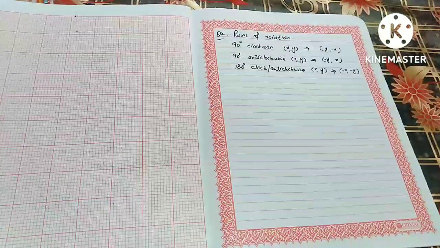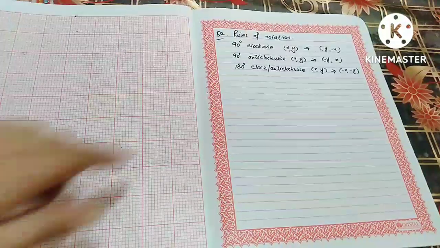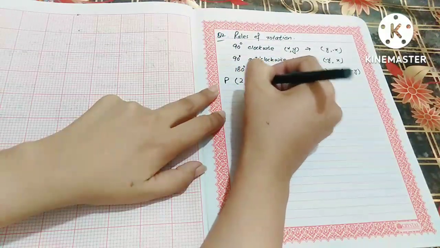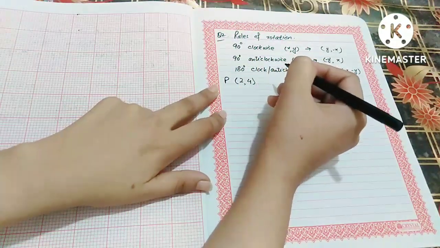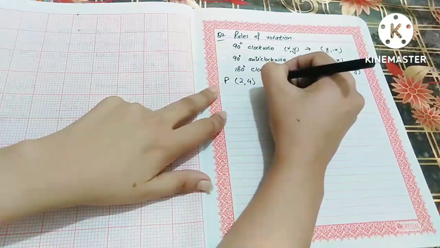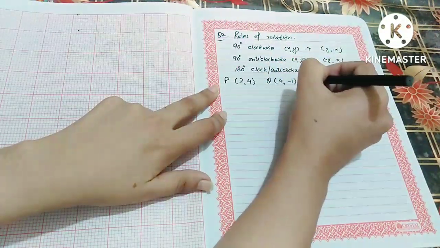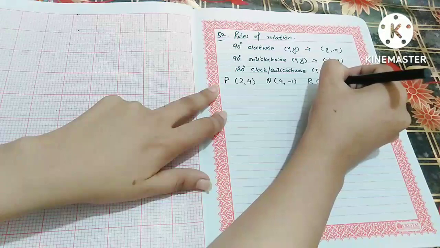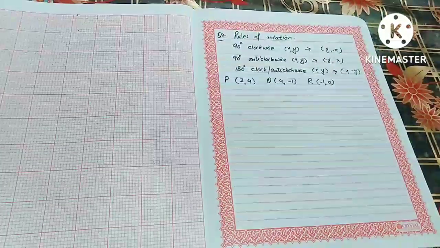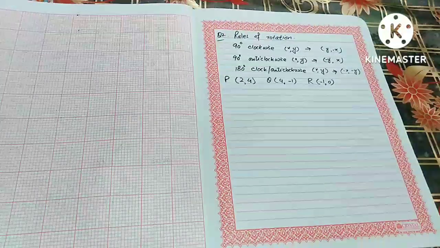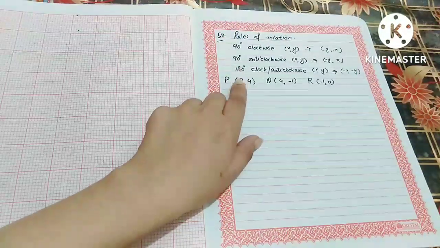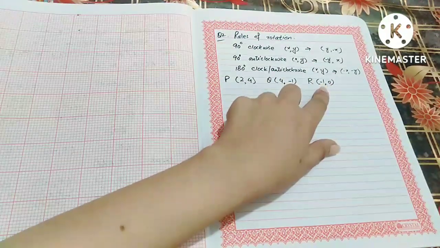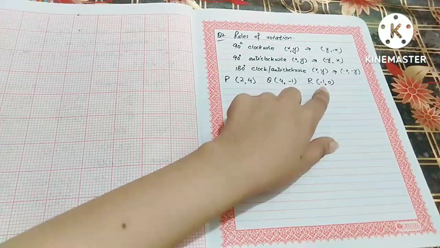Okay, so in the question, the points are given to you. I'm going to write down the points. The point P is (2, 4), and point Q is (4, -1), and point R is (-1, 0). In the first part, they are saying that you have to find the rotated image of P about the point R, and the direction is clockwise, 90 degrees clockwise.